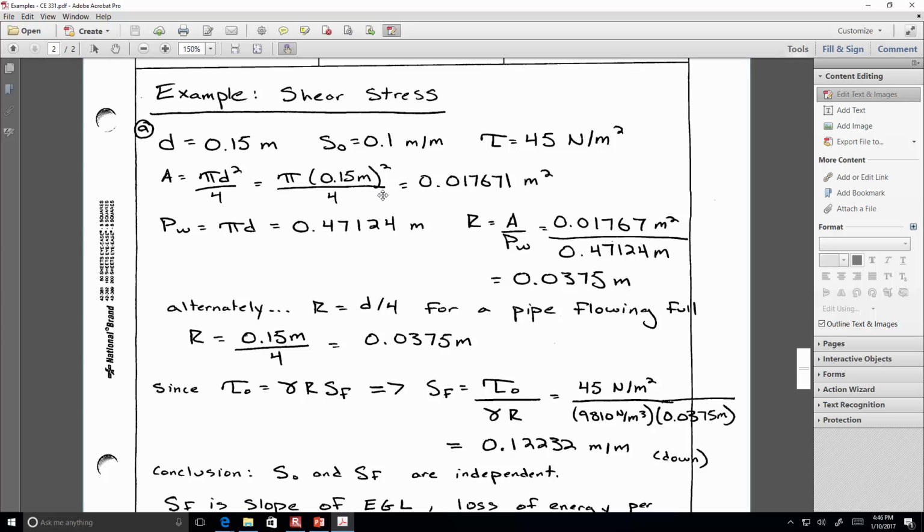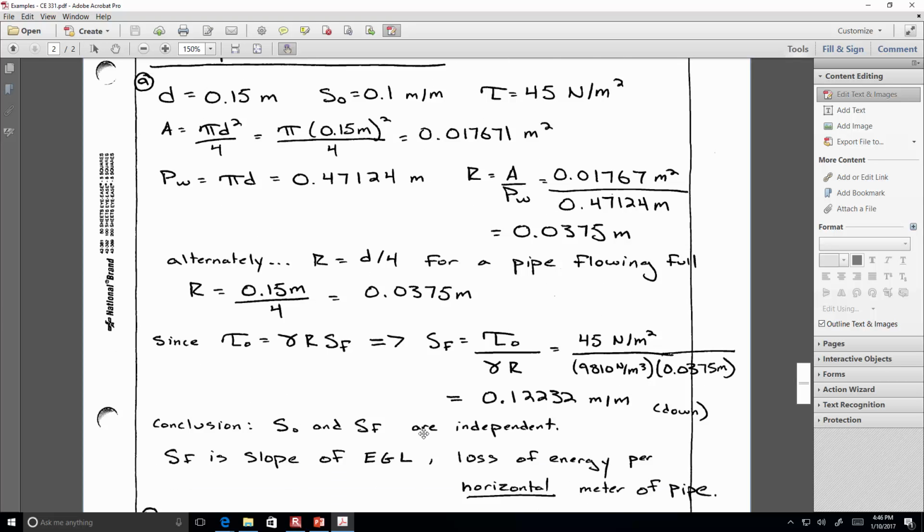So we've got the hydraulic radius, 0.0375, and you can solve for the slope of the energy grade line. So 0.12232 meters per meter. That's a downward slope. You're losing energy in the direction of flow. So one thing I wanted to mention is the slope of the energy grade line and the pipe slope are independent of each other. We already talked about that.